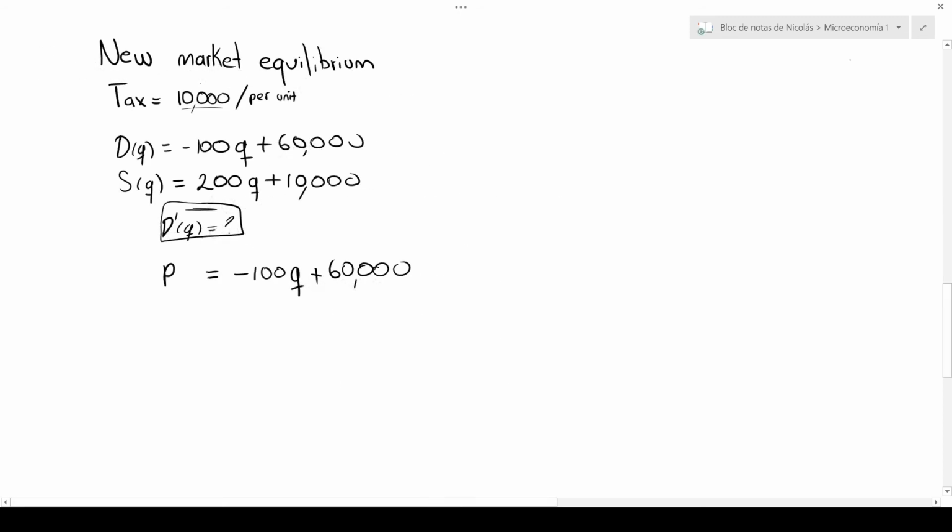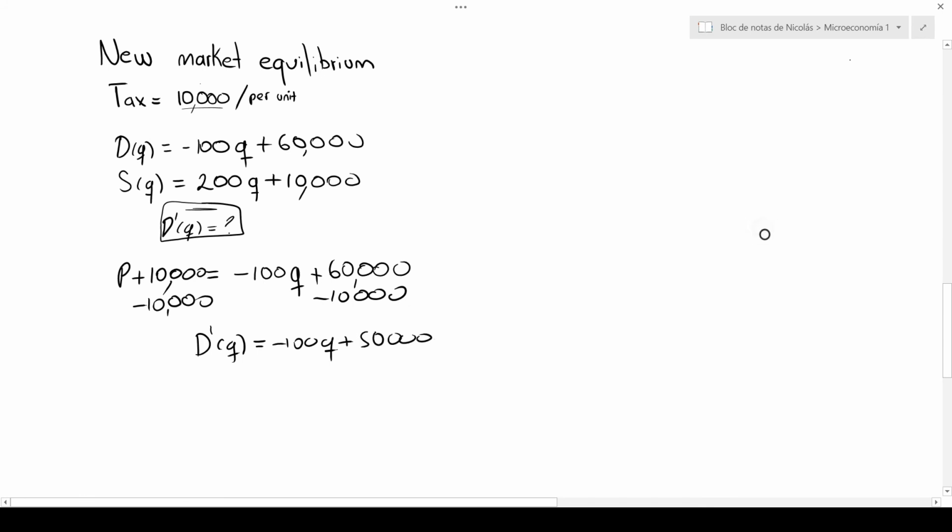And finally, we're going to be finding the new market equilibrium. The new market equilibrium will be given by the point at which the new demand equation meets with the supply equation. So we know that the new demand equation will be of the price plus a tax that the consumers are going to be paying. And fortunately, we know that the tax is $10,000, and we can subtract those 10,000 from both sides and have the new demand equation, which is negative 100Q plus 50,000.